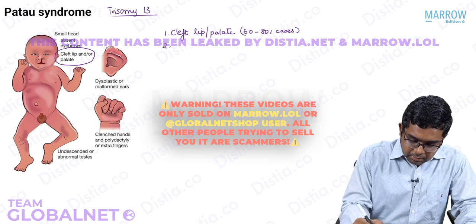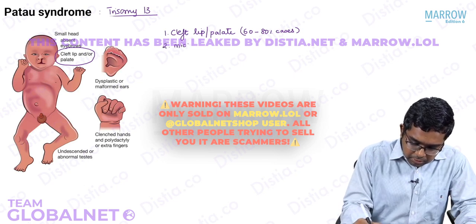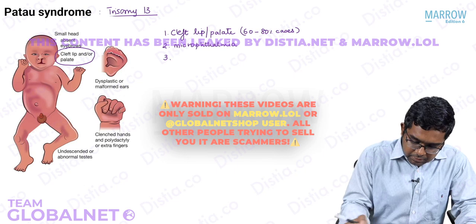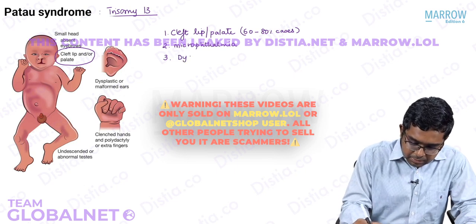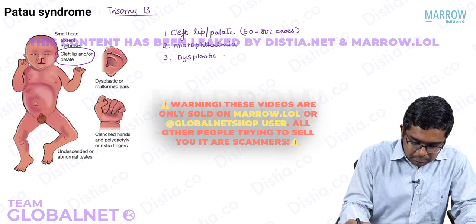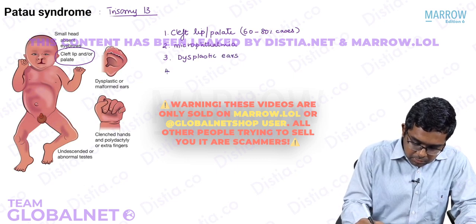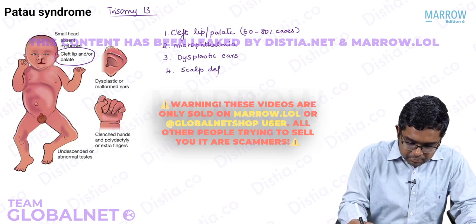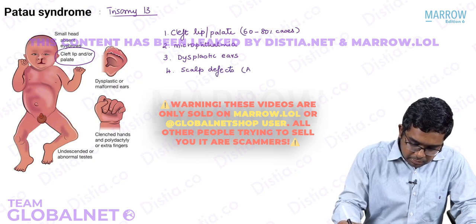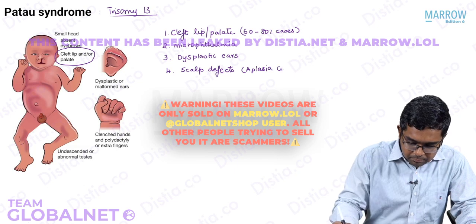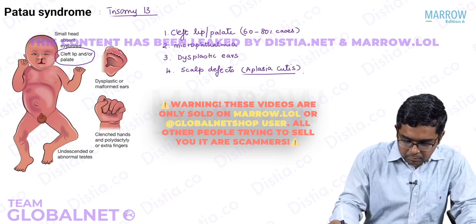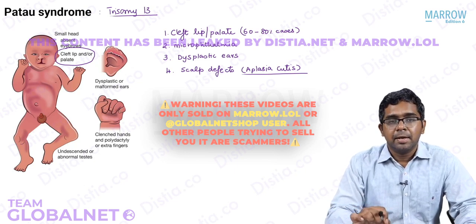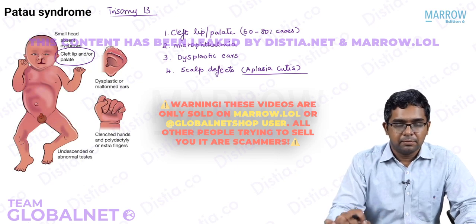That is number one. Second, the eyes appear to be small. Again, it is microphthalmia. Third important feature is you can see that the ears are dysplastic or malformed. Okay. The fourth important feature is they have an increased risk of scalp defects, which is aplasia cutis. Okay, there is an absence of skin in a particular part of the scalp of these children. That is called aplasia cutis. Usually the scalp area is getting affected here.